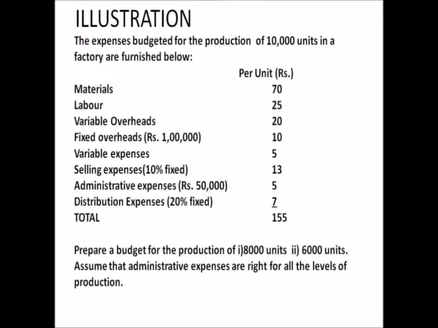All those things will be reflected in the flexible budget when you prepare a budget for the production of 8,000 units and 6,000 units. We will assume that the administrative expenses are rigid at all levels of production. So we will prepare a budget for 10,000 units, for 8,000 units, and for 6,000 units. Once again, look at the question. We'll get to know how we'll solve.